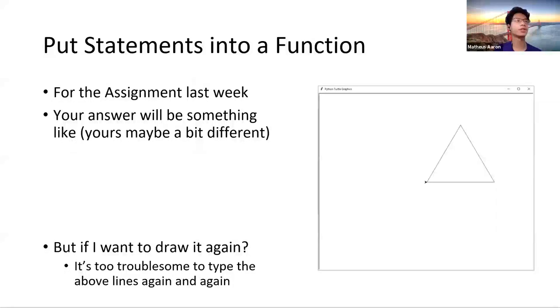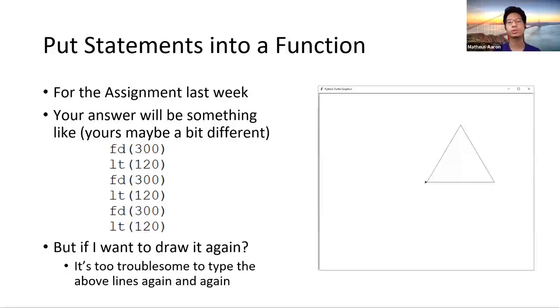So say we want to draw this triangle. I think it's pretty easy to draw this, since in assignment one you all managed to draw a square. To draw this triangle, you would definitely want to create a forward, left rotate, forward, left rotate, forward, left rotate, and so on, right? But if I want to draw it again, it's just silly if I need to copy paste all these six lines of code over and over again. That's why we put it in a function like this.